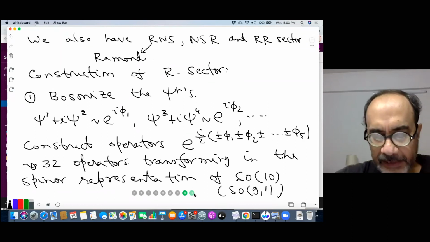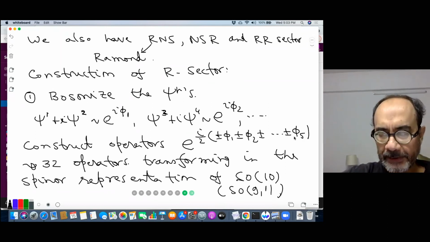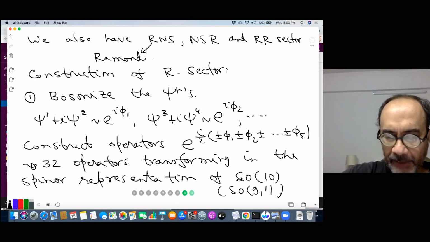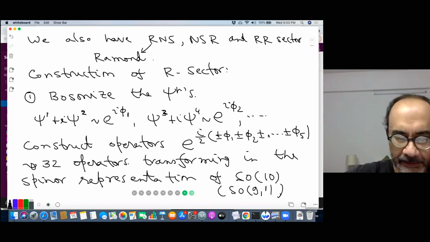Now it turns out that this is not an irreducible representation. This representation is reducible. And you can make it into an irreducible representation by restricting the number of minus signs to be odd and even separately.